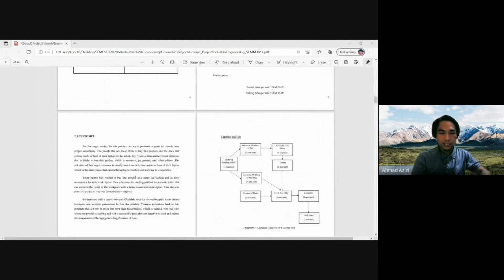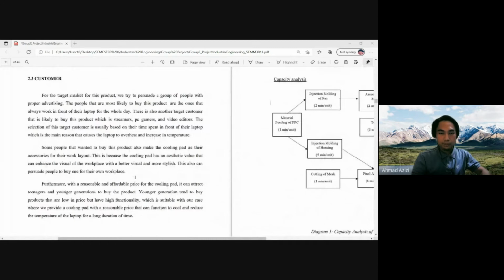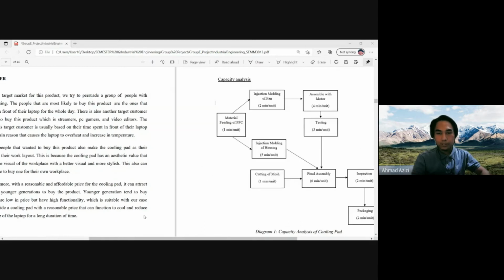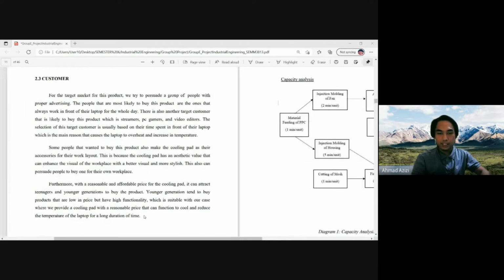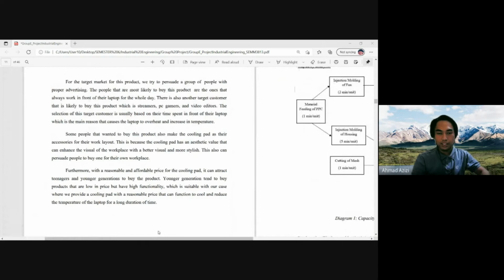Next is our customer target. Our target market for this product is people who use their laptop for a long duration of time, such as workers who work from home, students, or even gamers that usually spend 24 hours a day in front of their laptop. Basically, this product can help them work efficiently as their laptop runs smoother. We also target people who love to decorate their workplace, as the cooling pad has a unique design that adds aesthetic value to their workplace.